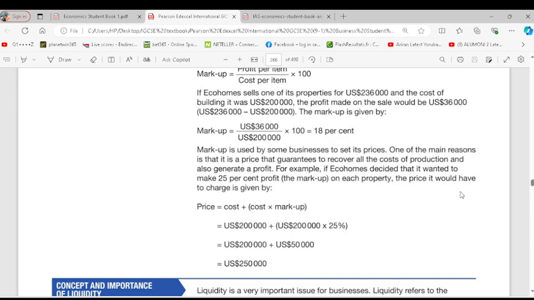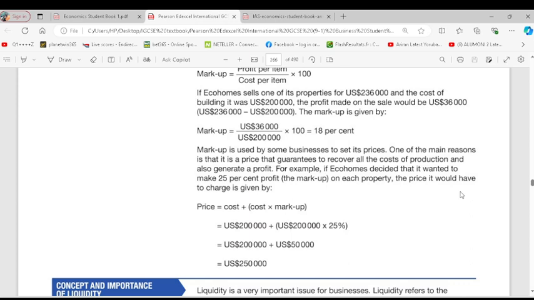Profit over cost. Then we have margin. We have price. To determine price, markup gives us the amount we have to add to the cost. So for price, it is cost plus cost multiplied by markup. The price that the product will be sold at through markup is cost plus cost multiplied by markup.